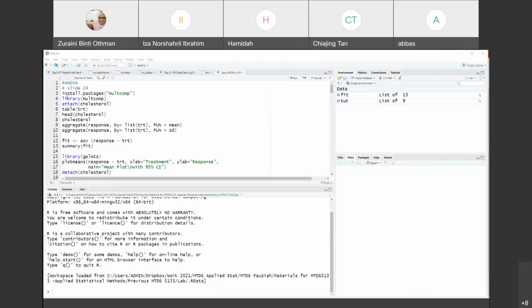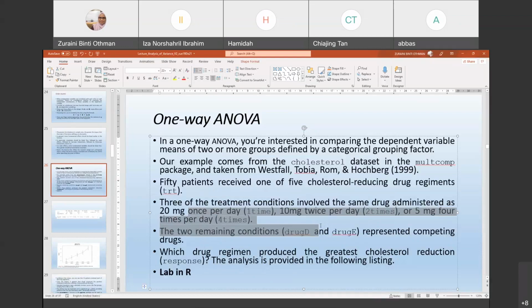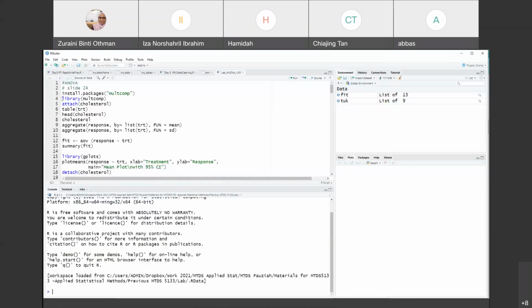Okay, so for this case, we want to know which drug regimen produce the greatest cholesterol reduction. Okay, so this is the treatment condition, 3 treatment condition, and this is the drug that you want to know the effect. Okay, then we go for R.